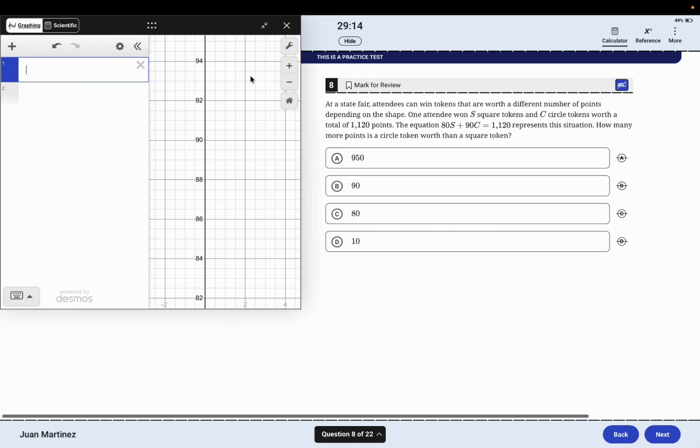At a state fair, attendees can win tokens that are worth a different number of points depending on the shape. One attendee won S square tokens and C circle tokens worth that amount of points. The equation represents the situation. How many more points is a circle token worth than a square token? 10, right? A circle token is worth 90 points. Square one is 80. 90 minus 80 is 10.